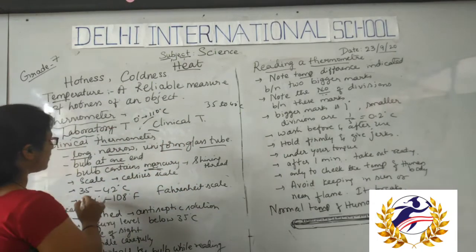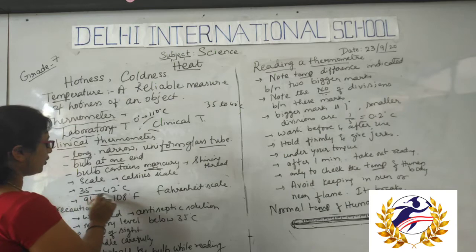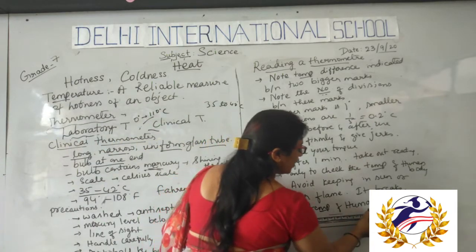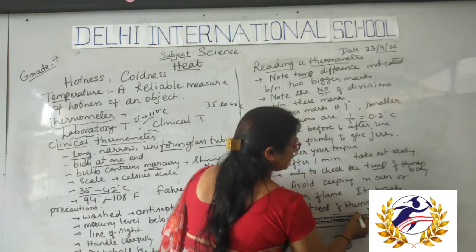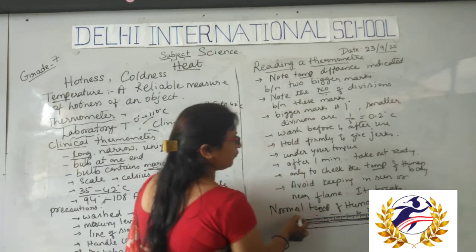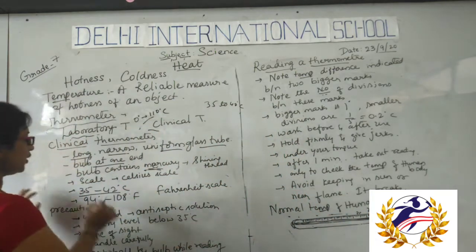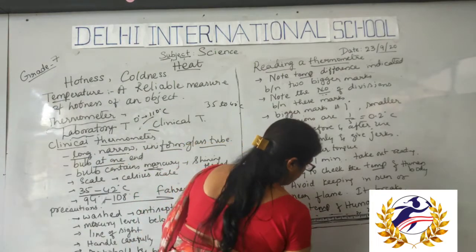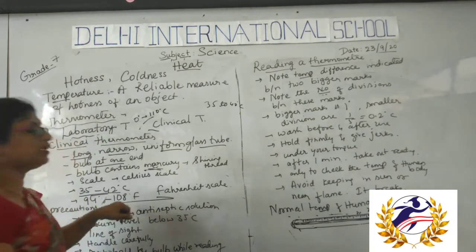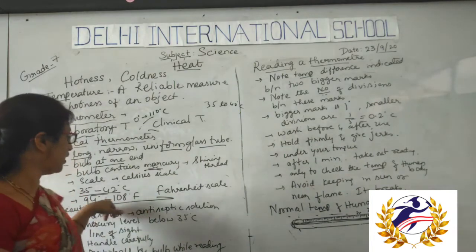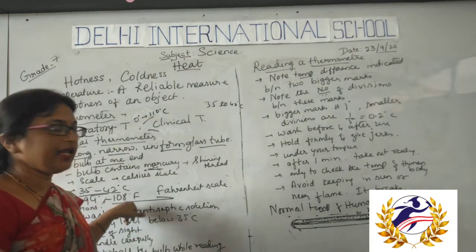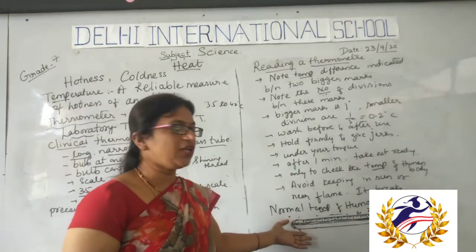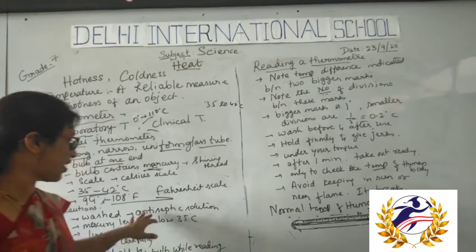The Celsius scale measures from 35 to 42 degrees Celsius: 35, 36, 37, 38, 39, 40, 41, 42. Whereas the Fahrenheit scale measures from 94 to 108 degrees Fahrenheit. Here you can tell the temperature either in degrees Celsius or in the Fahrenheit scale.